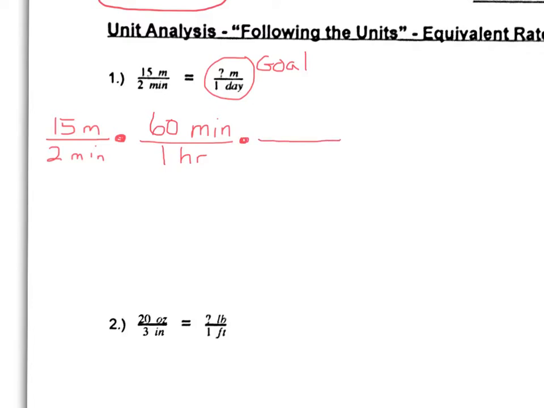And since we don't want hours, we actually want days on the bottom. We have to get rid of hours. So you follow it. If it's on the bottom, you put it on the top. Hours. So see, I'm following the units. I don't want minutes. It's on the bottom. I put it on the top. I don't want hours. It's on the bottom. I put it on the top.